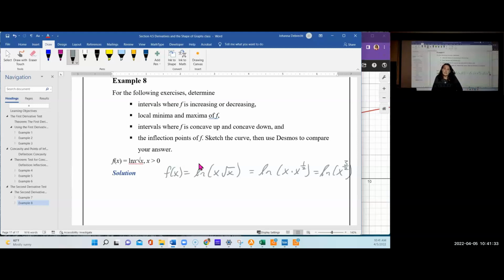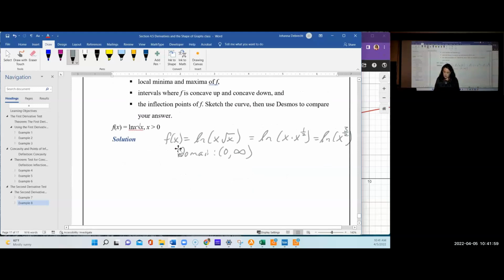First off, that x to the 3/2 has to be greater than 0. So the domain of the original is going to exclude 0 and it's going to exclude negatives. So the domain is going to be from 0 to infinity. All right. So we're not going to be looking at anything outside of 0 to infinity. That's the first thing. Find the domain of the original. Then we can find the derivative.